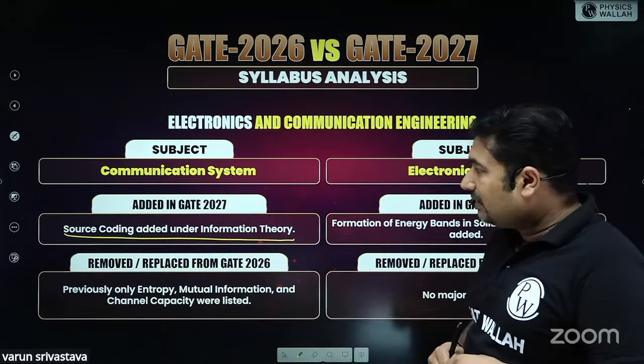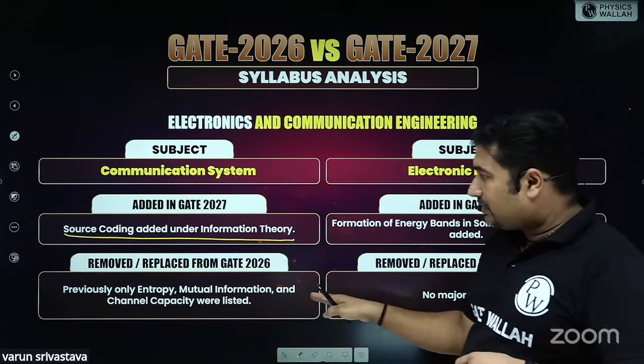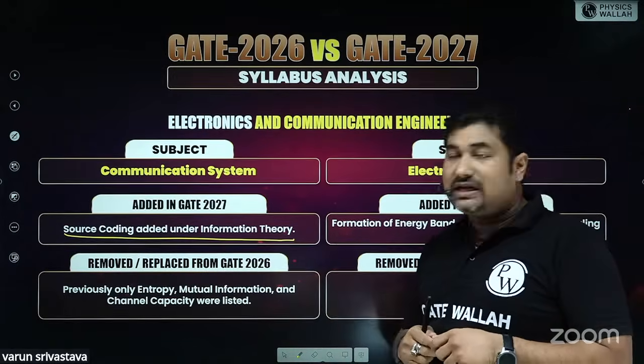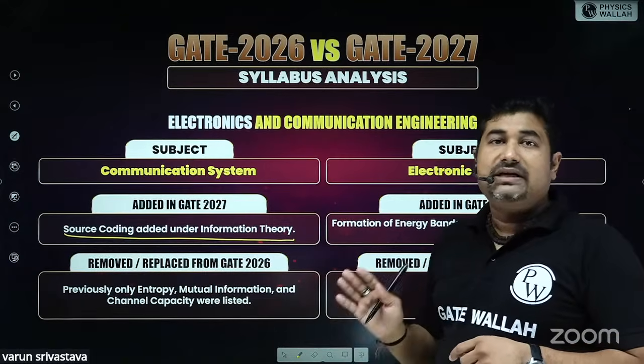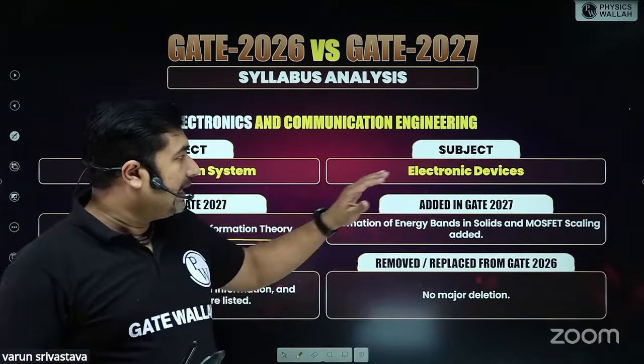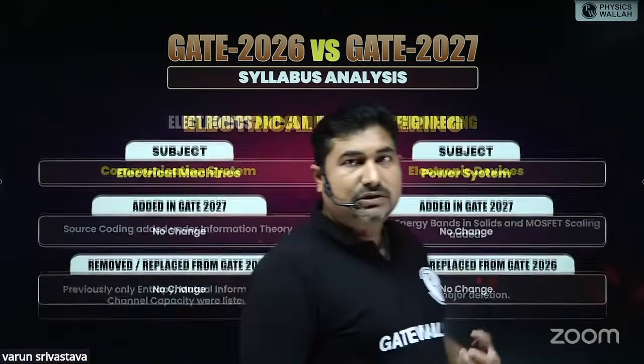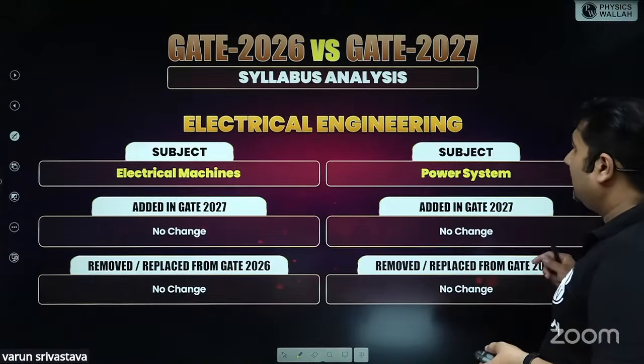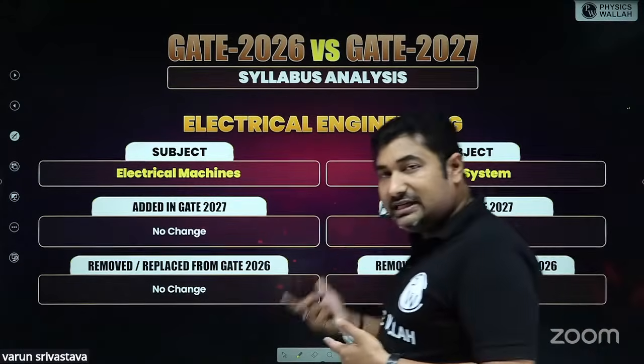What is removed? Previously, entropy, mutual information and channel capacity were listed, but now they are being removed from the syllabus. Is it okay? If we talk about electronic devices, sir already told you about electronic devices in the EE as well as in the ECE branch.